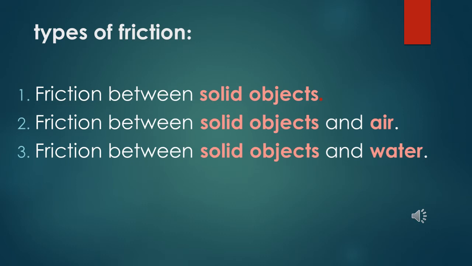Then again, what are the types of friction? Number 1, friction between solid objects. Number 2, friction between solid objects and air. In addition to number 3, which is friction between solid objects and water.